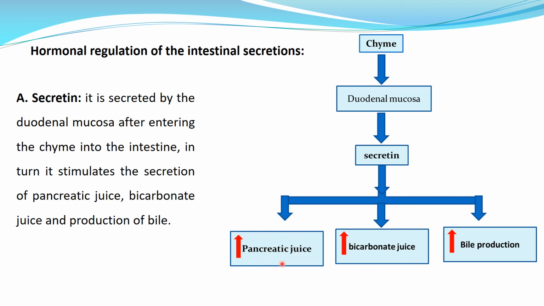Secretin stimulates an increase in the pancreatic juice secretion. If you remember, we said we have pancreatic enzymes, and then we have bicarbonate juice. The bicarbonate juice from the pancreas is also increased, and there is an increase in bile production. So the bile production by the hepatocytes is induced by what? By the presence of the hormone secretin.